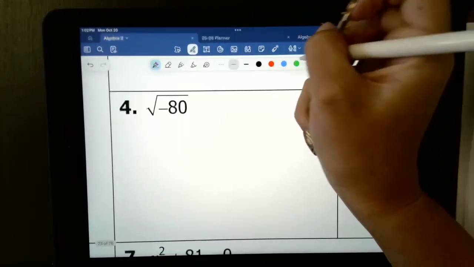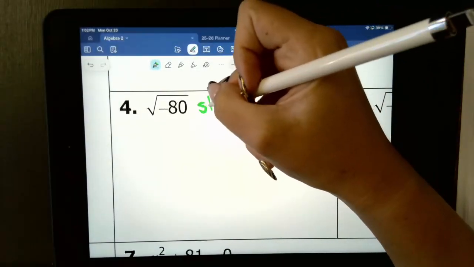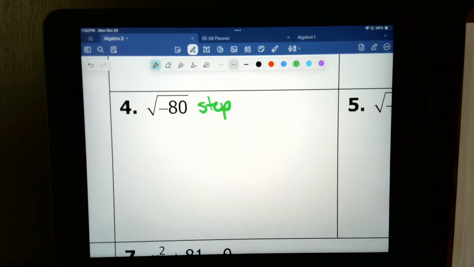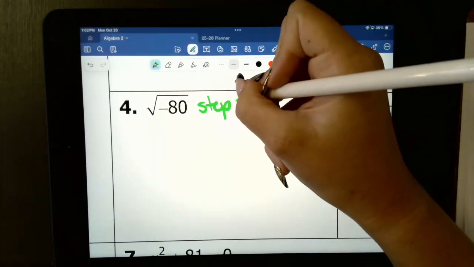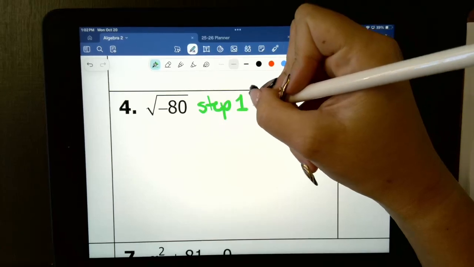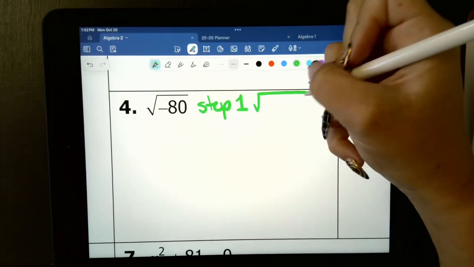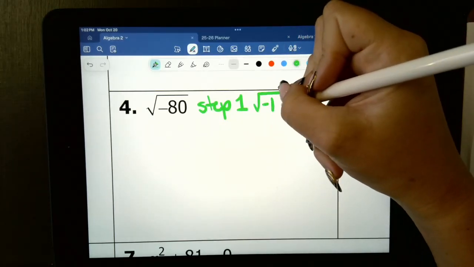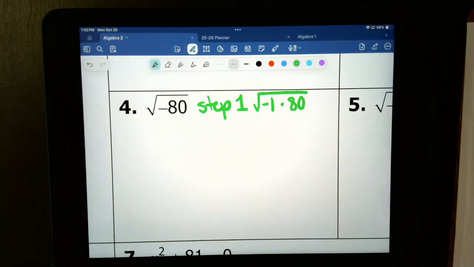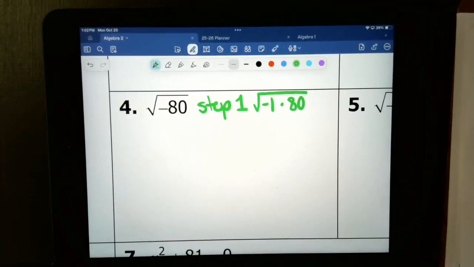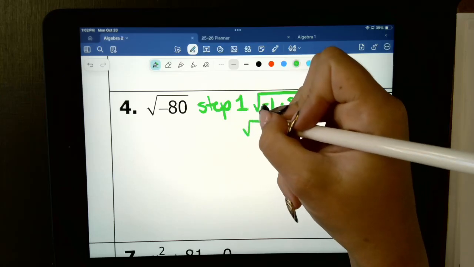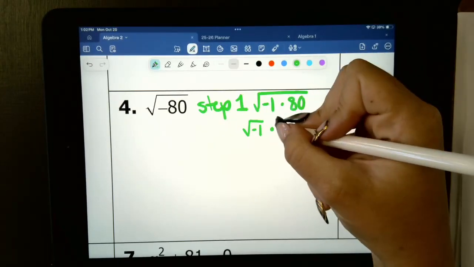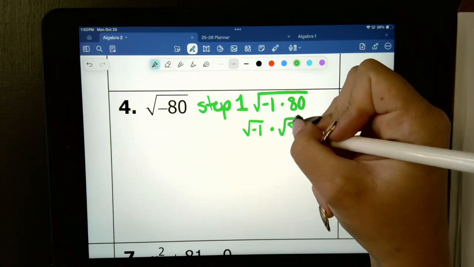Square root of -80. So let's break it down. We rewrite it as the square root of -1 times 80. So, we know the square root of -1. What are some factors of 80?